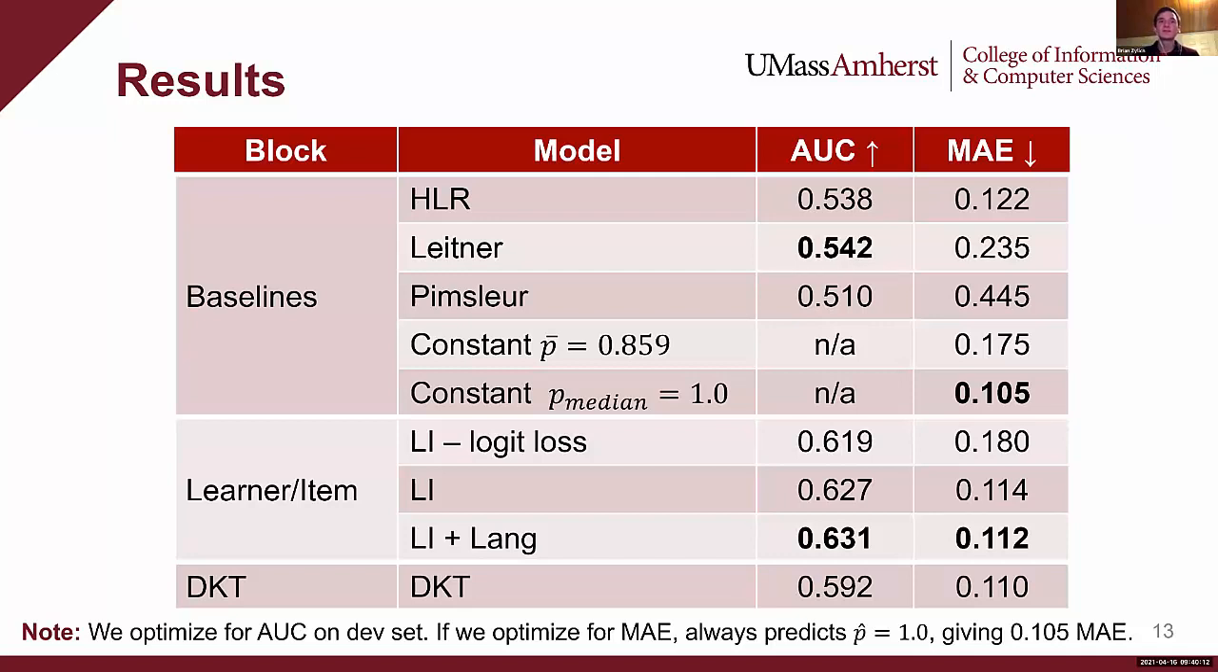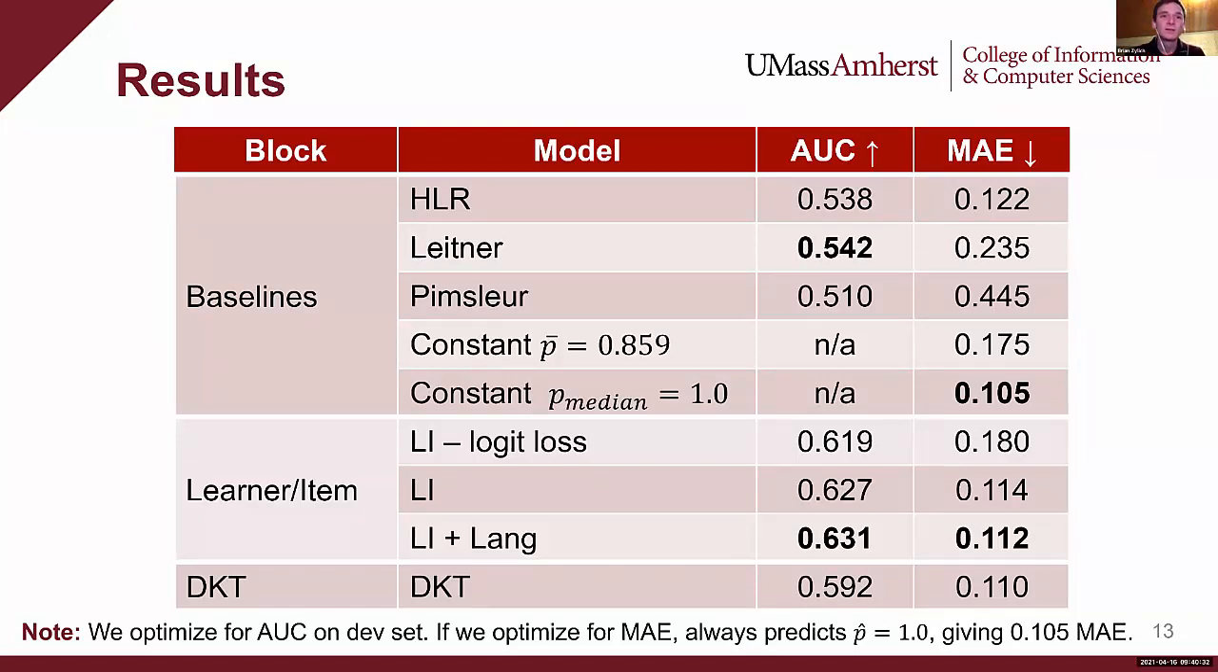The baselines that work the best are the Leitner for AUC and the median baseline for MAE. We note that the median baseline wasn't included in the half-life regression paper, but it actually outperforms all of the other methods that were included in that paper.